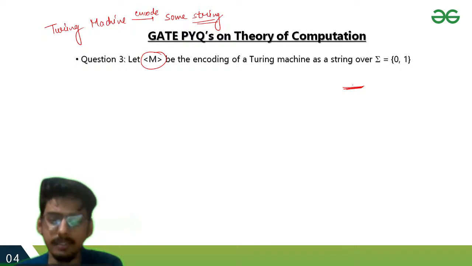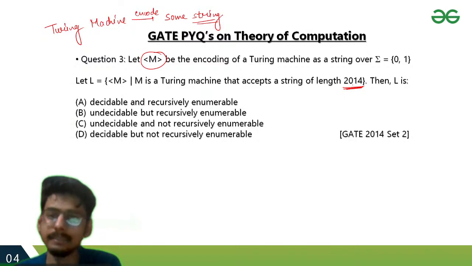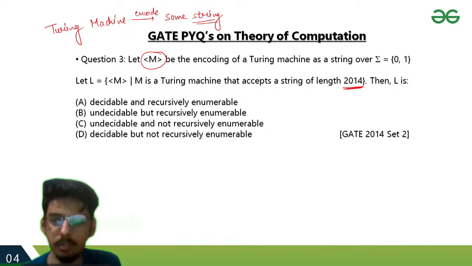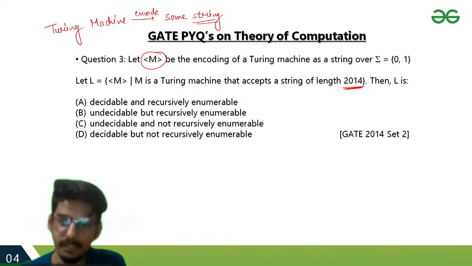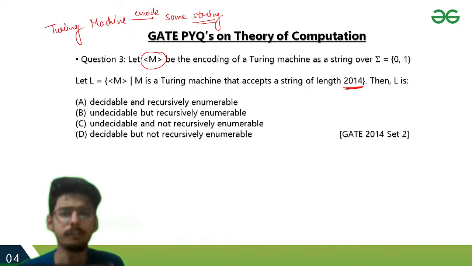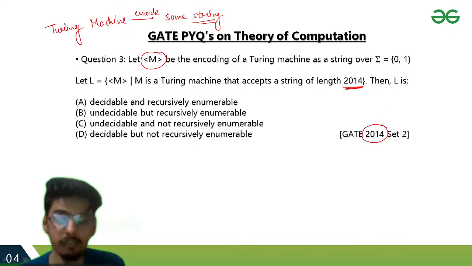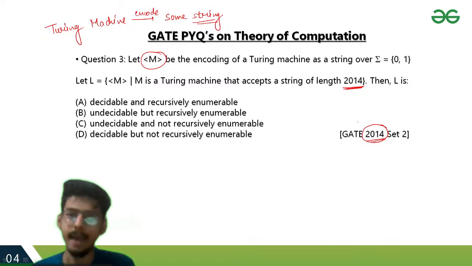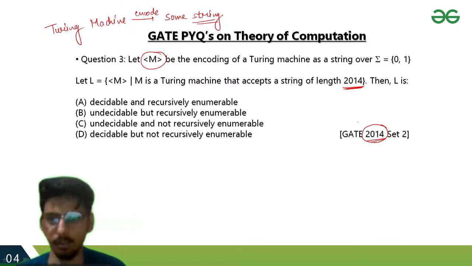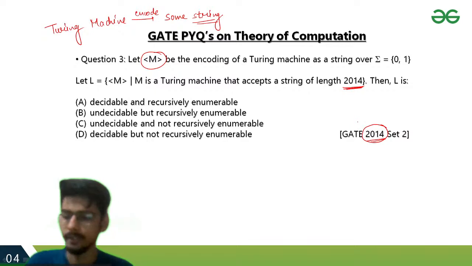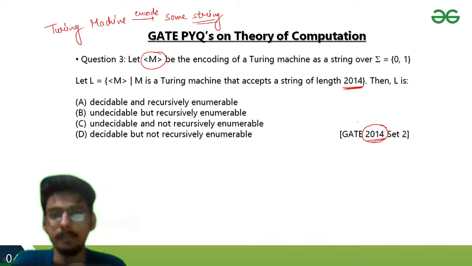The question is whether L is decidable and recursively enumerable, or undecidable but recursively enumerable, and all four options are given to you. This question was asked in GATE 2014, and 2014 was a really good paper. I really like the questions which were asked in GATE 2014, so this is one of them. Now let's get back to the question.